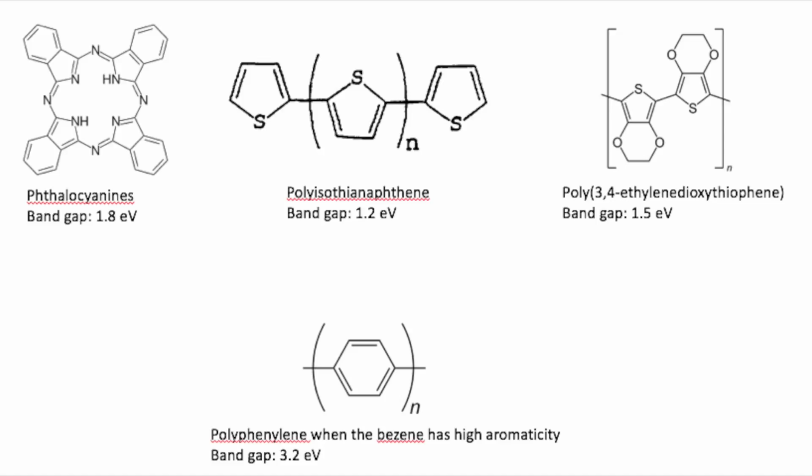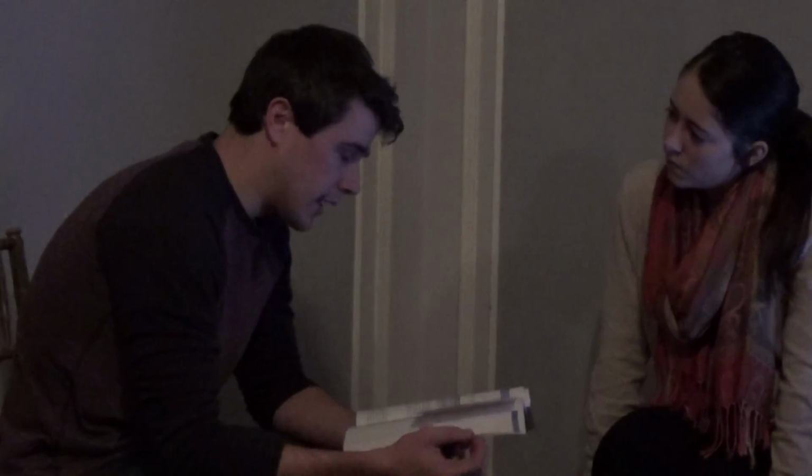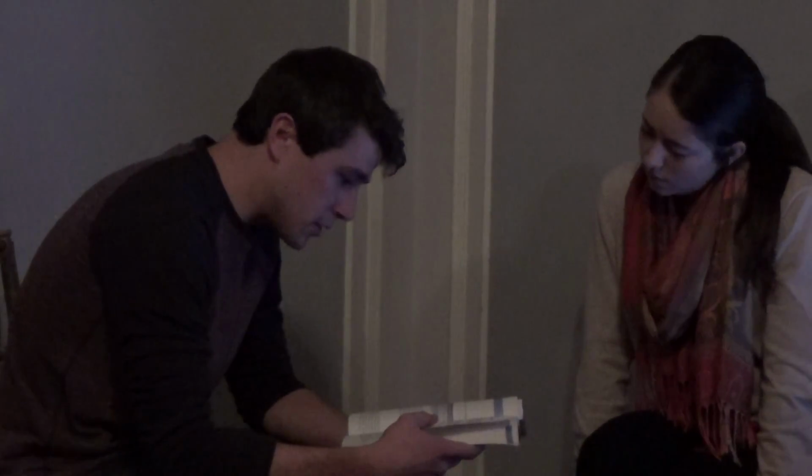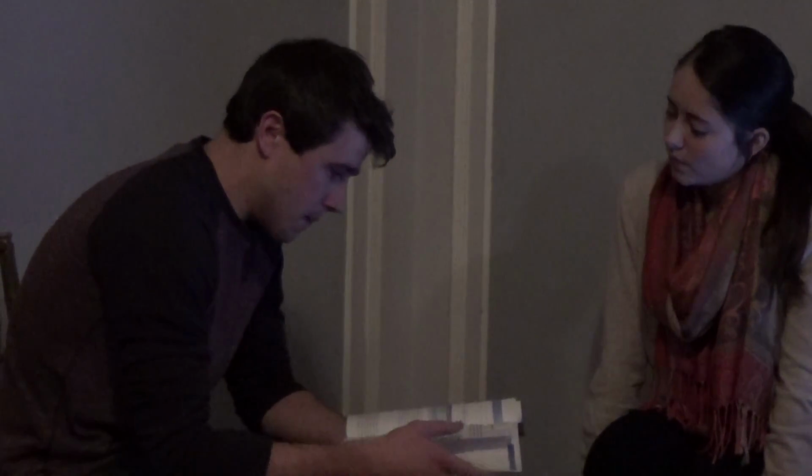But the molecule on the bottom is a polymer, and polymers are long-chain molecular systems that gain the electron donating material because they're already electron accepting materials. And the only reason why this is so high is because the benzene ring has a high aromaticity, which is causing a high change between the band gap.